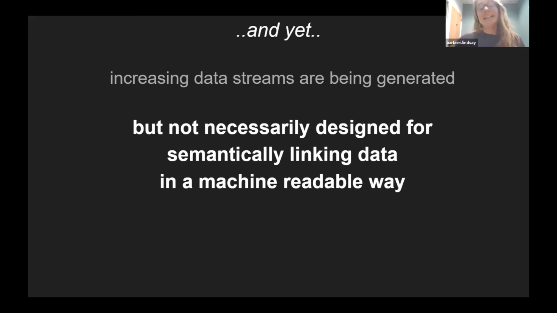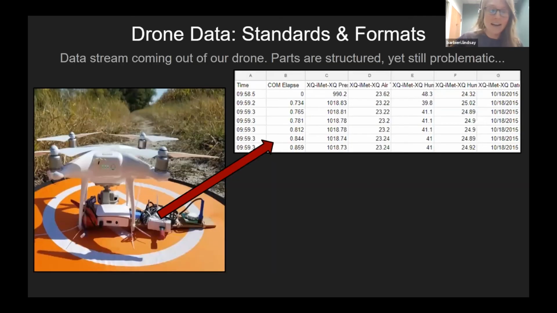And yet, as is maybe not a huge surprise to ESIP members here, increasing data streams are being generated, and they're not necessarily designed for semantically linking data in a machine readable way. So the unlocking of the potential of using these data for multiple purposes is maybe not always there.